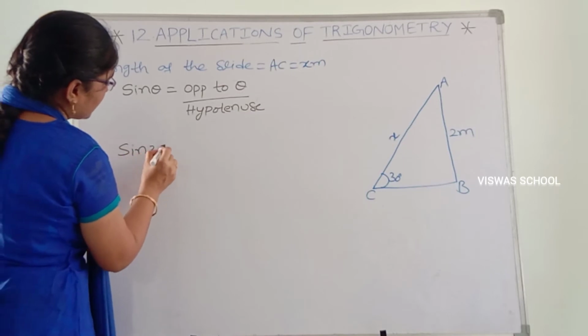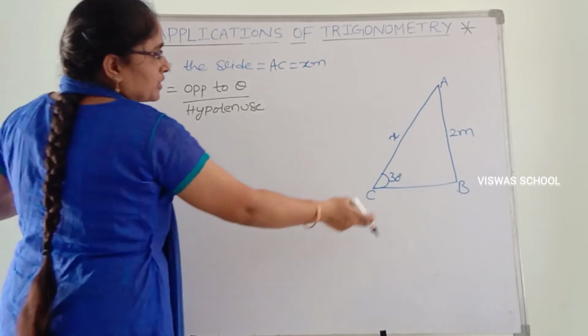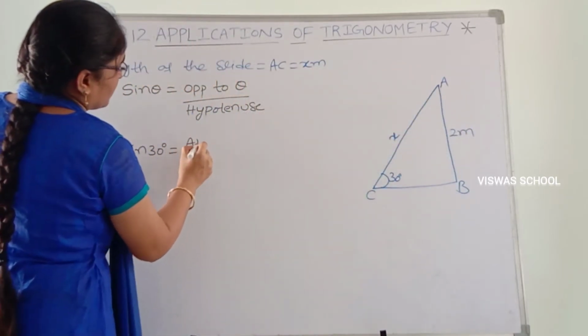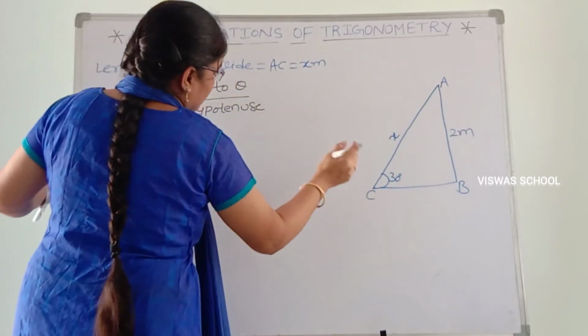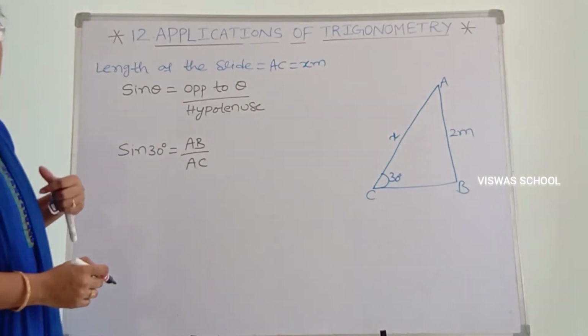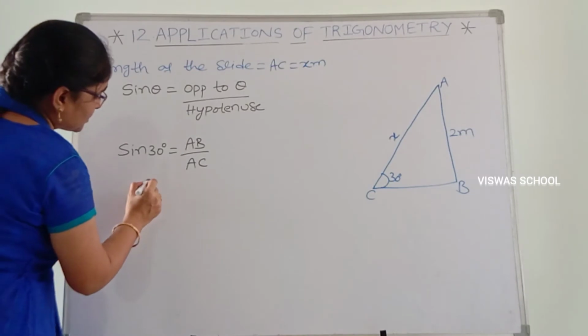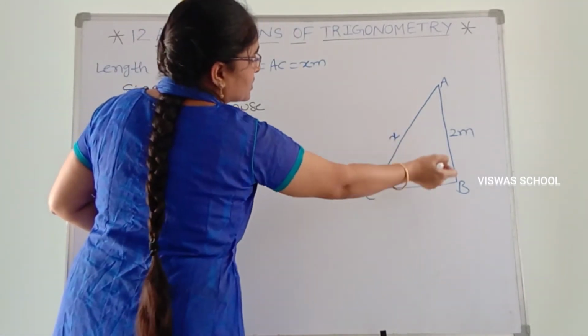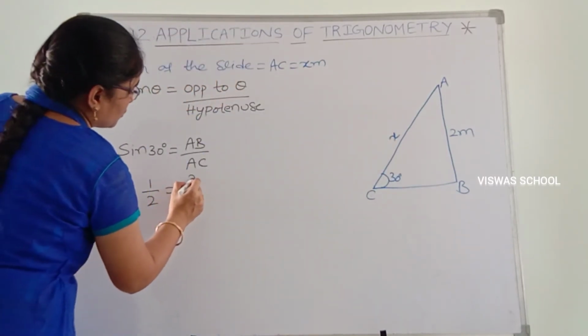Sine 30 degrees is equal to opposite to theta, which means this one. That is AB. And the hypotenuse is AC. AB by AC. What is the value of sine 30? This is 1 by 2. And this is AB. AB is equal to 2 meters. That is 2 by.